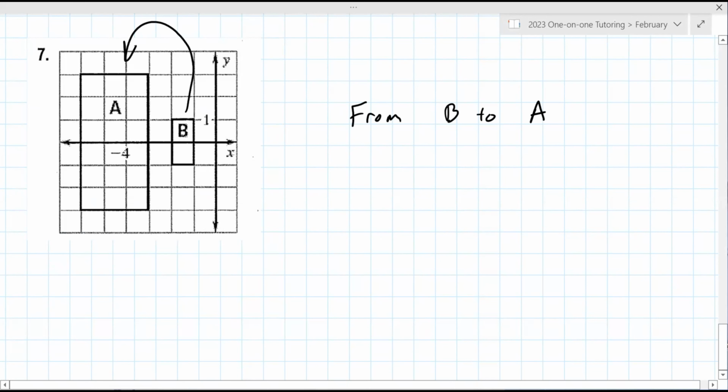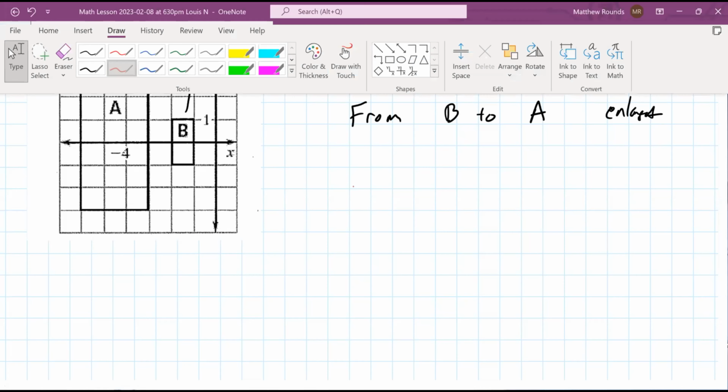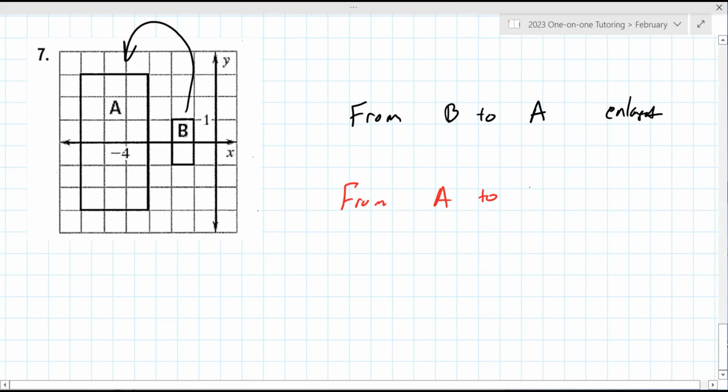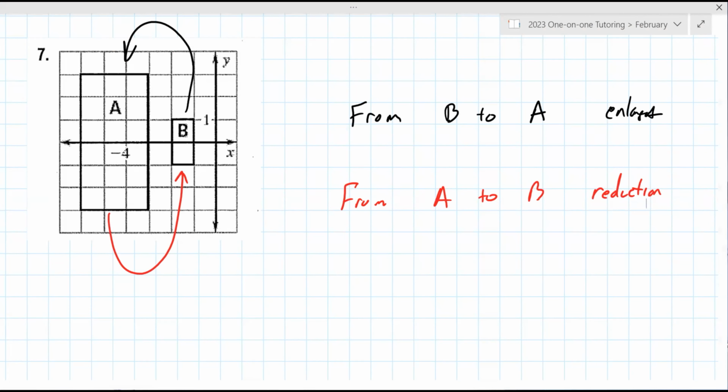Enlargement, because it's getting bigger. Right. But if you go the other direction, if you go from A to B, what is it? Reduction. So the answer depends on the direction you're going. Do you agree with that? Yeah. So it could be either depending on how you're wording it. And that's one of those fun things about our language that drives people crazy.